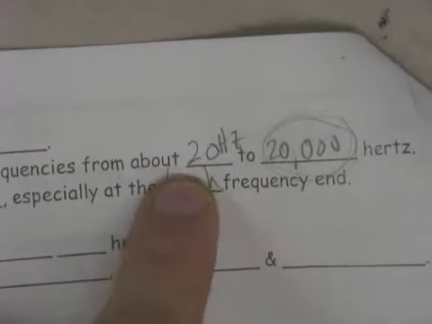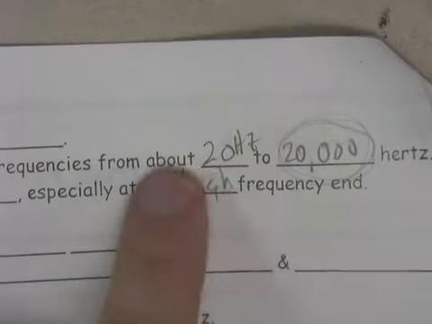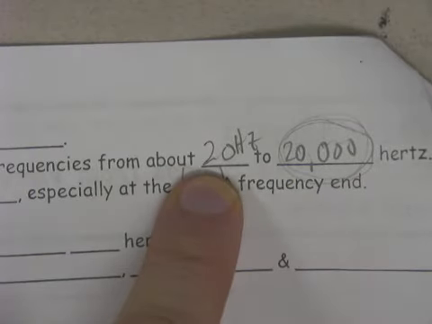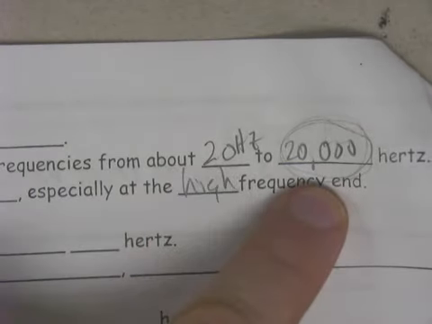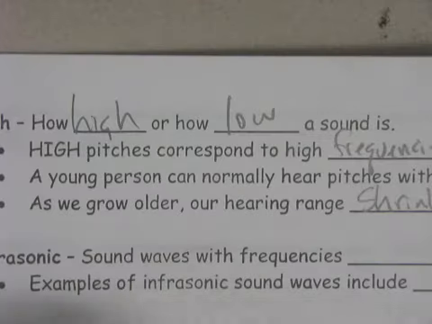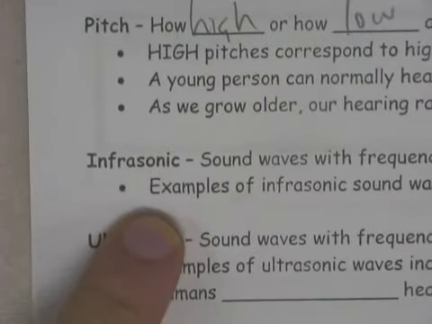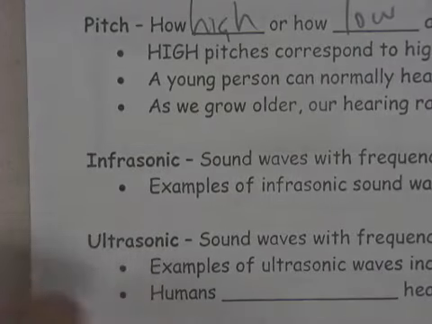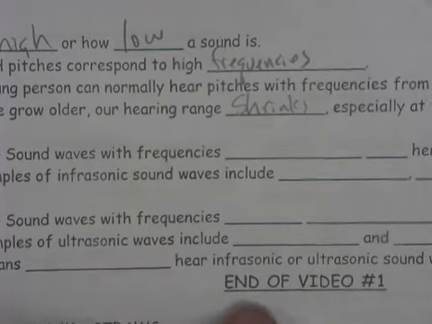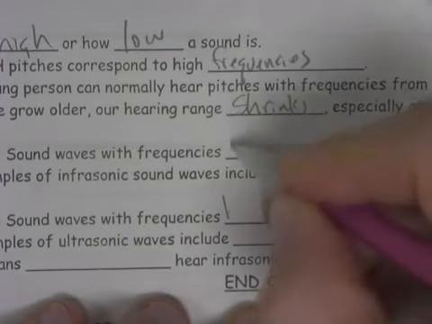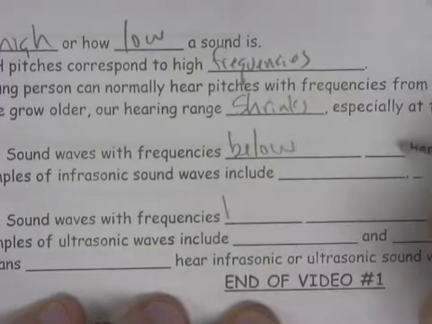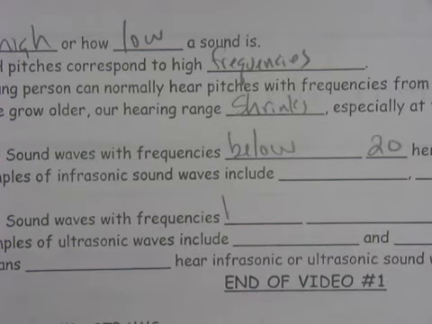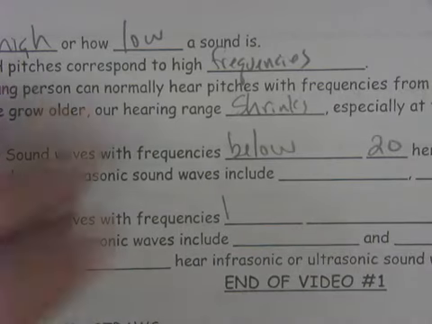Now, what happens if we're below 20 hertz, and what happens if we're above 20,000 hertz? Well, here's what goes on. We call those infrasonic and ultrasonic sounds. So infrasonic sounds are sound waves with frequencies below 20 hertz.